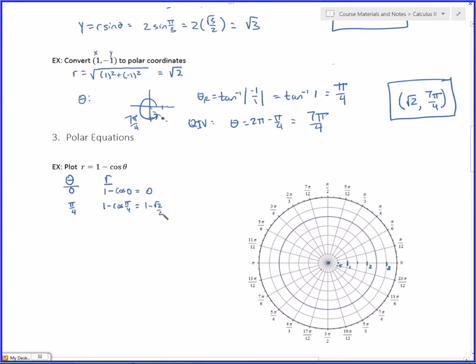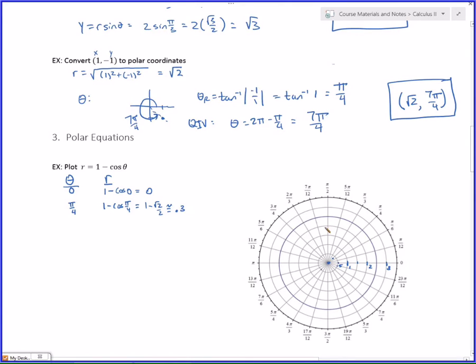Root 2 over 2, which is about 0.7. So this is roughly 0.3. Okay, so when I'm now up here in this direction, I'm about halfway, maybe a little bit past halfway towards the 0.5. So my pin has moved out that far. So do you see what I've done? I've gone out in the pi over 4 direction, a distance of 0.3.